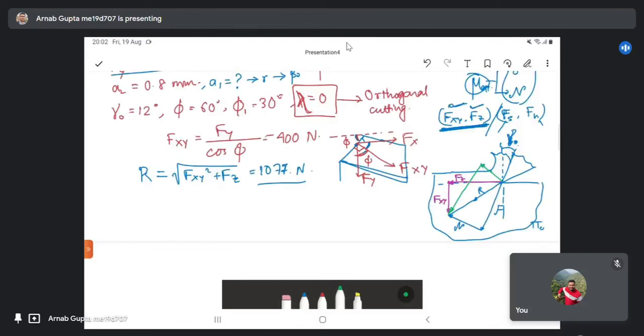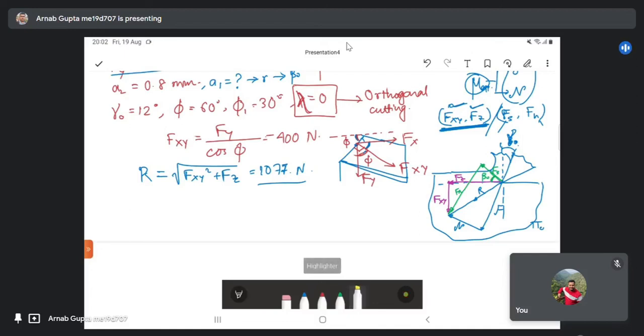So this component should be mutually perpendicular. This Fs, Fn, then Fz, Fxy. You know that. So this particular plane along which Fs is acting is the shear plane, and this angle is the shear angle, beta naught.